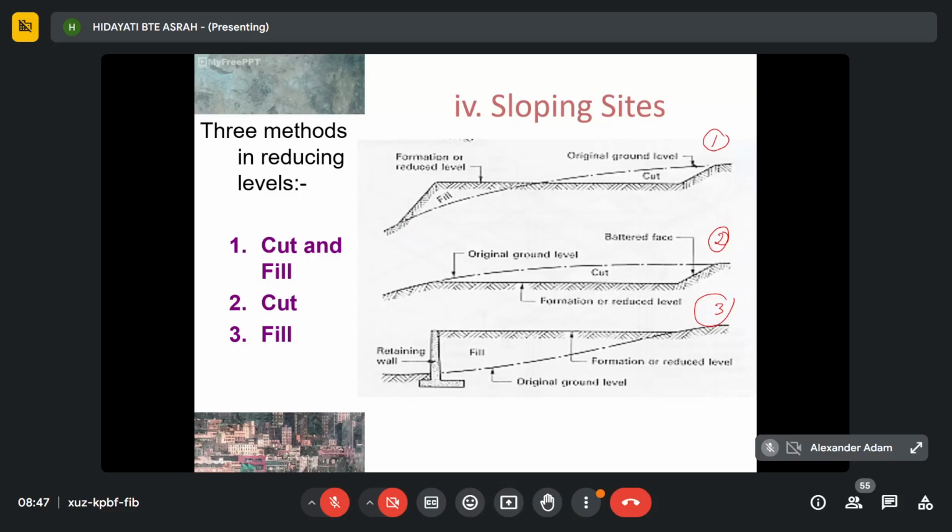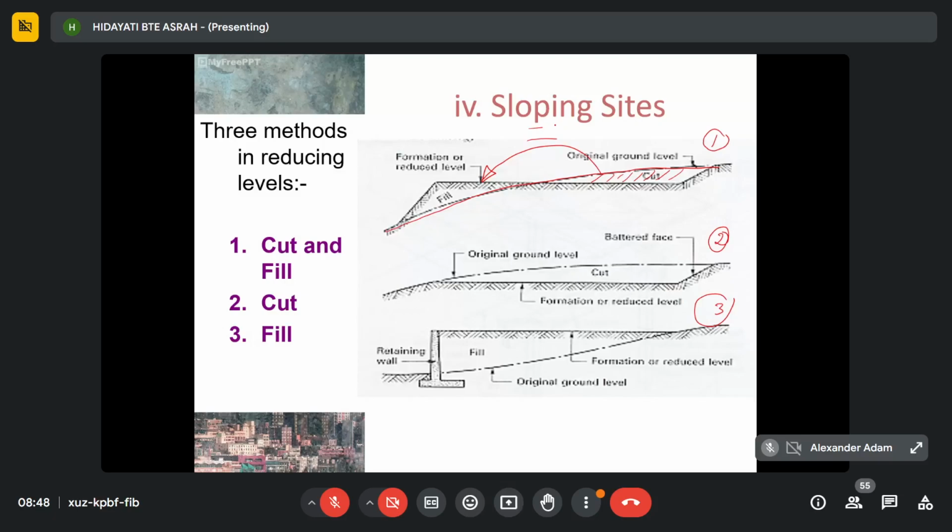It is a process where the excavator will cut. Let's say this is the original ground level. If they want to reduce or level the area so that it is uniform, the excavator will cut this section and place the soil volume into the fill area. So it will create a uniform ground level, usually for road, railway or canal. And the amount of cut soil will be equal to the amount of fill. So that is the cut and fill method.